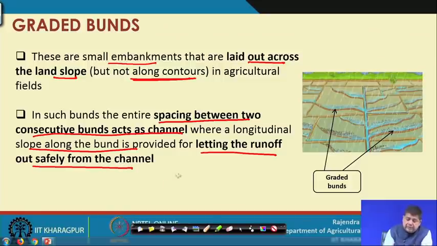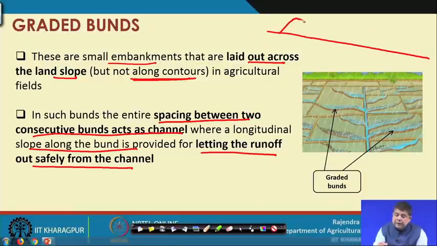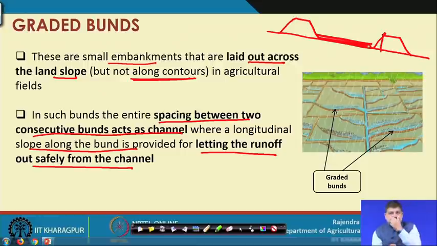Suppose this is the kind of cross section, and we build two lines. The portion between these acts as a channel, because you remember the function of graded bund is safe disposal of water. So this entire portion acts as a channel, and a longitudinal slope is provided along the bund, so that runoff water is taken safely out at a non-erosive velocity.